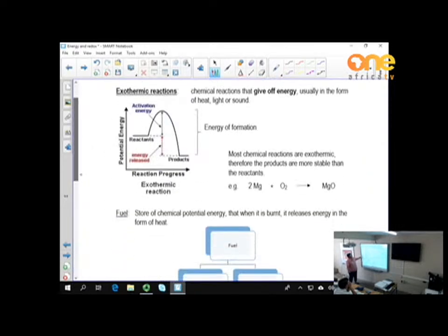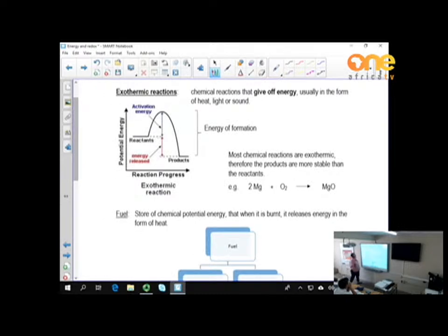Here we have an exothermic reaction. Exothermic reactions give off energy. Why? Because the energy required to break the bonds is much less than the energy given off during bond making. All right. So it is exothermic. Most of the chemical reactions that you will come into contact with will be exothermic, okay? Because usually the product is more stable than the reagents. In an endothermic reaction, the product is actually unstable.